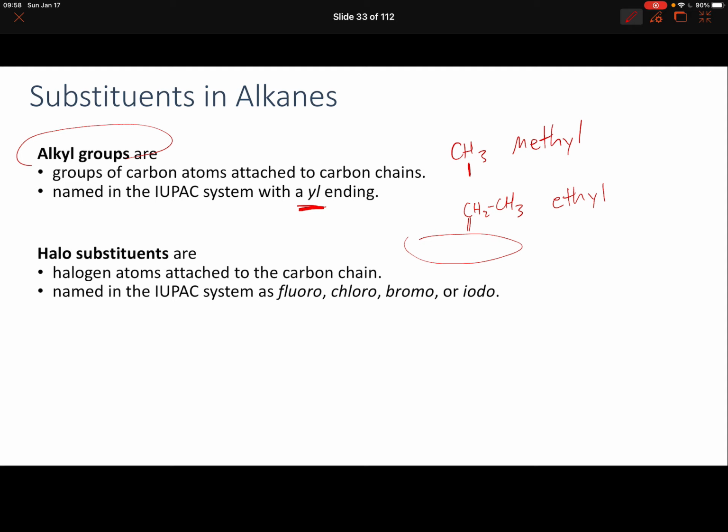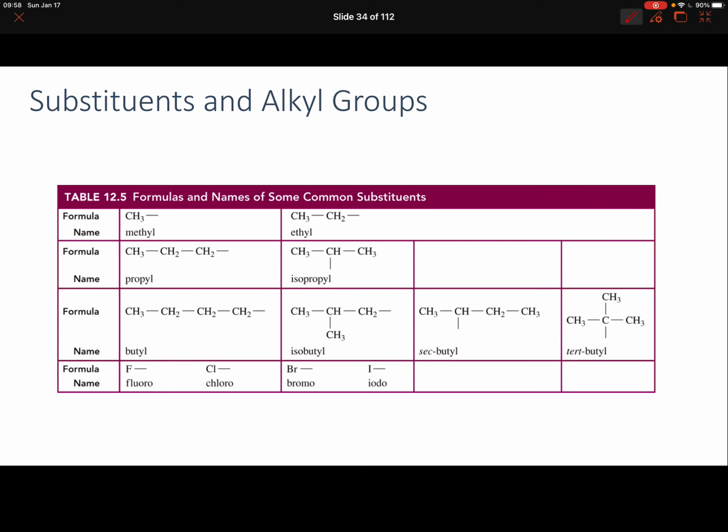They could be halogen substituents. Halogens are, again, fluorine, chlorine, bromine, iodine. When we name those, we change their ending to an O ending. So fluorine would just be fluoro. Chlorine would be chloro. Now, I'll give you an example here in a second. These are what those substituents look like.